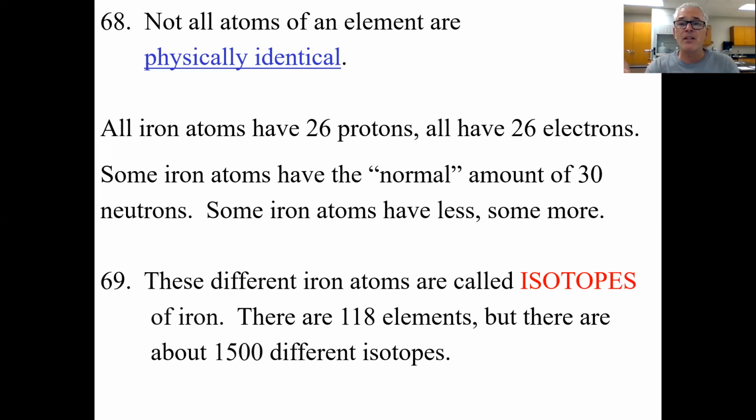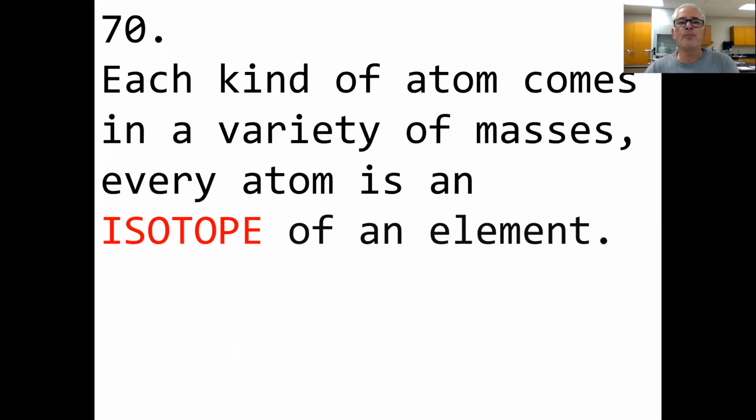It took a long time till Marie Curie, amongst other people, helped figure out what the heck is this radiation and why is this coming about? And they started really looking to see not all polonium atoms were the same. Some of them had a different mass, and they really worked on this for a while to figure this out. So each kind of atom comes in a variety of masses, and every atom is an isotope of that element.